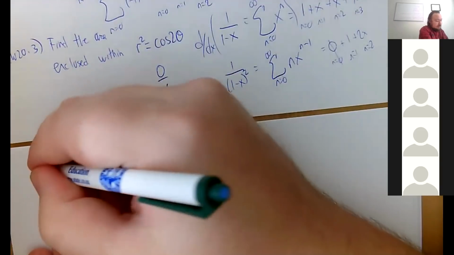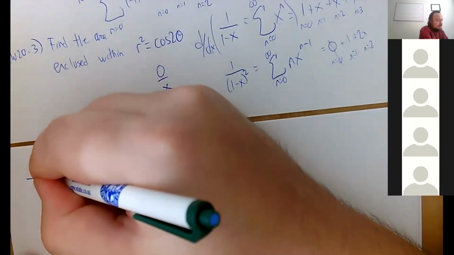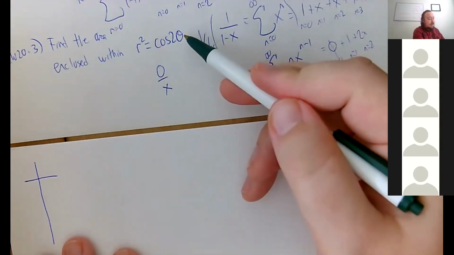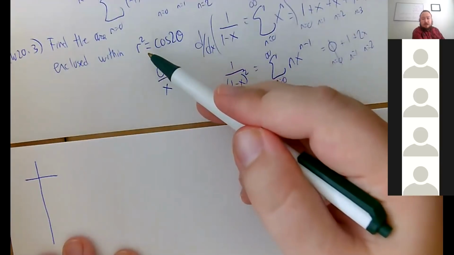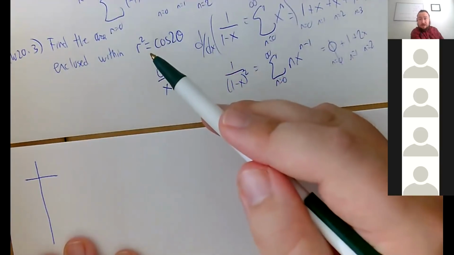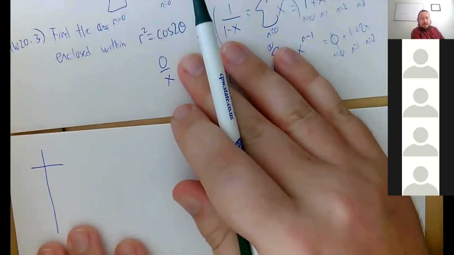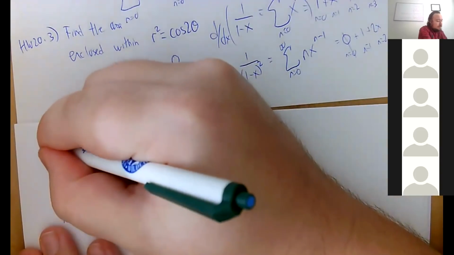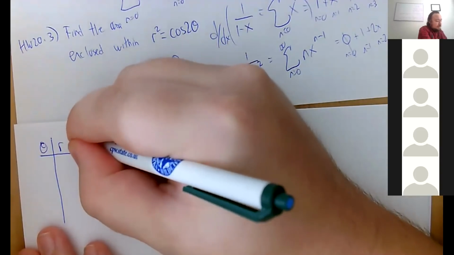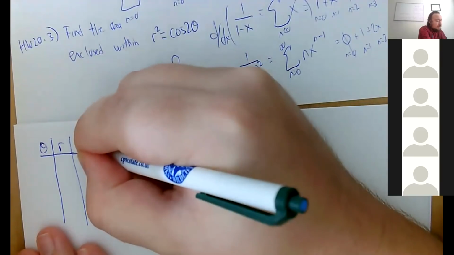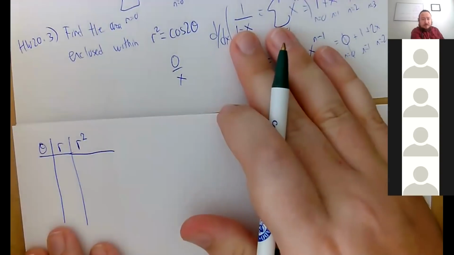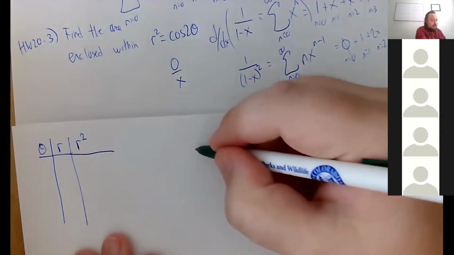All right. Now, the interesting thing about this one is that our r is actually squared right here. So that's a little bit different from normal. Usually we just have r equals something, but this is r squared. So what I'm going to do is have a chart for theta, for r, and then for r squared right here. All right. So let's start drawing this.